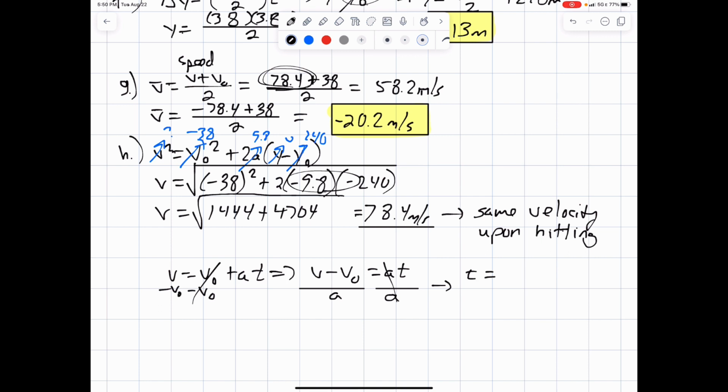T is equal to negative 78.4. That's the velocity again, same, minus a minus. So minus is part of the equation, but 38 is now negative because you're throwing the ball downward instead of upward, over a, which is negative 9.8. The negative is positive, so we're going negative 78.4 plus 38, which is negative 40.4, divided by negative 9.8, is about 4.12 seconds.